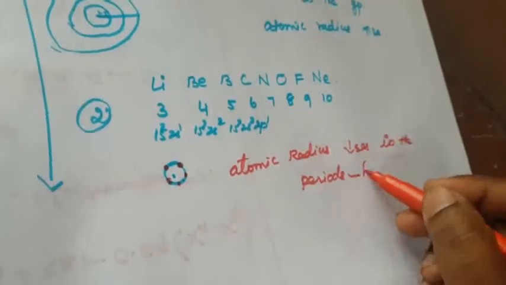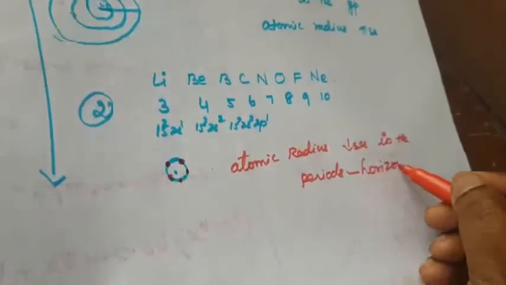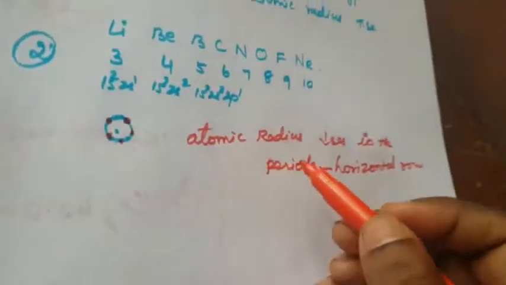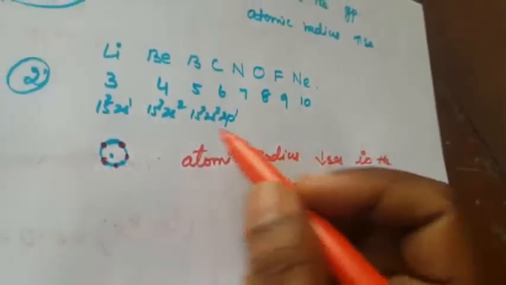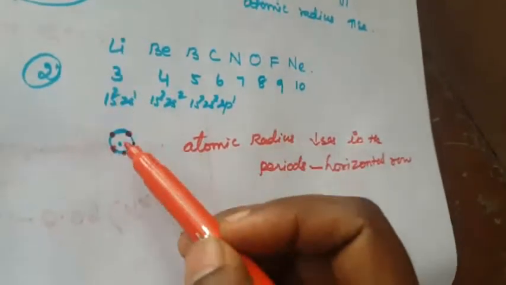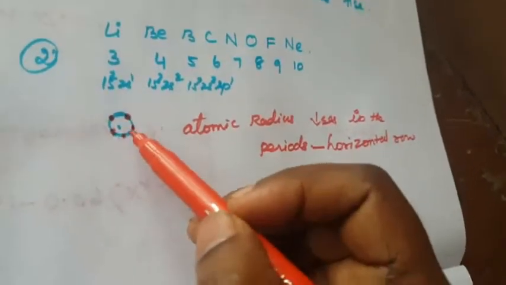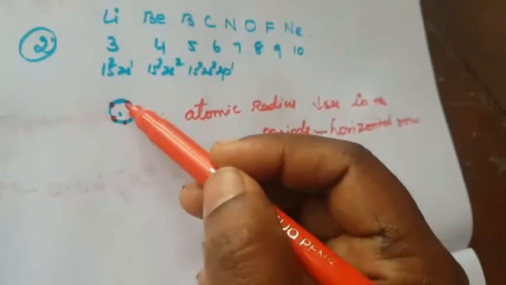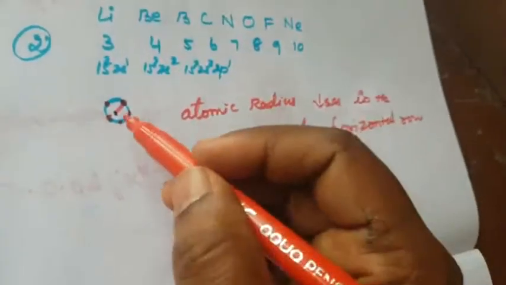What is a period? The horizontal row is called a period, right? The atomic radius decreases across a period because the electrons are added in the same subshell. So what is the reason? More nuclear charge, that is, the attraction between the nucleus and the outermost electron.